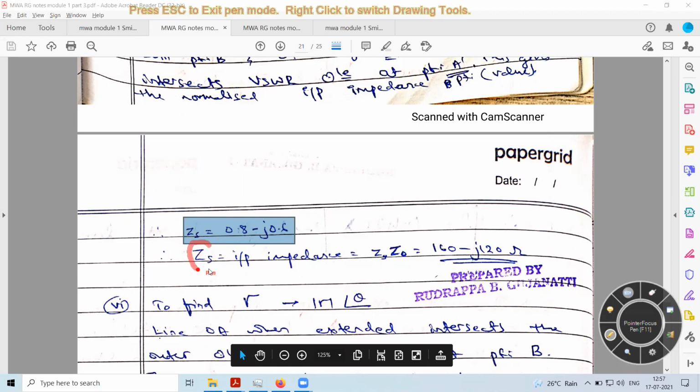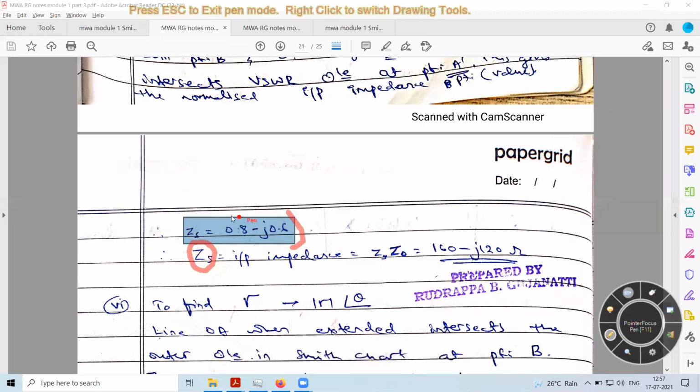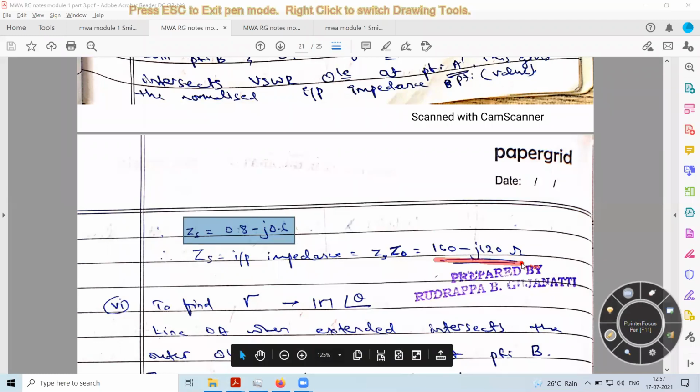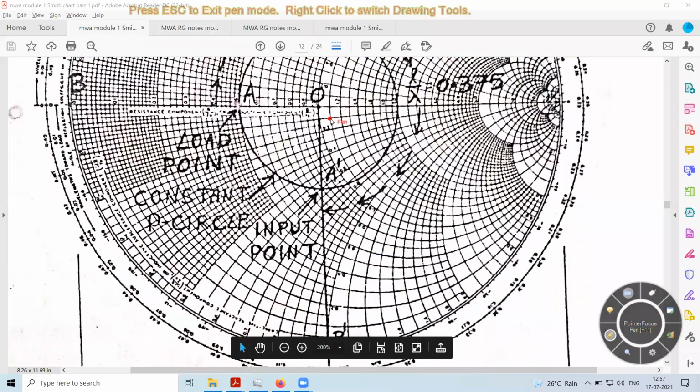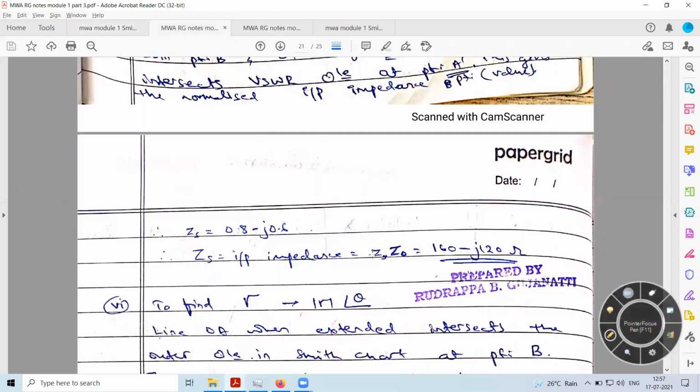Now to get the original impedance, we have to multiply this normalized impedance with Z0. When we multiply it, we get the value 160 minus j120. Remember why we are specifying minus: in the Smith chart, point A dash is located in the lower half, where it is capacitive. Since we are using this as a Z chart, capacitive values are identified by a negative sign. So it is 160 minus j120 ohm. This is how you identify the input impedance.